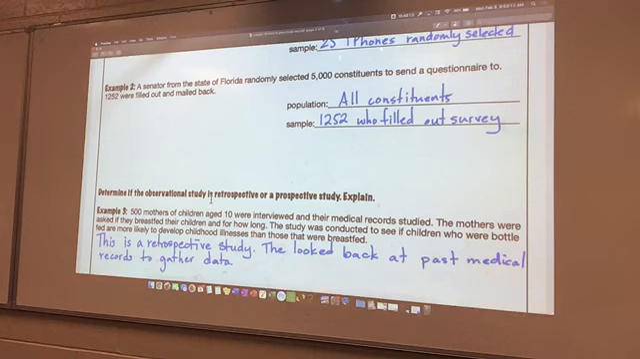Okay. So they were interviewed and their medical records studied.